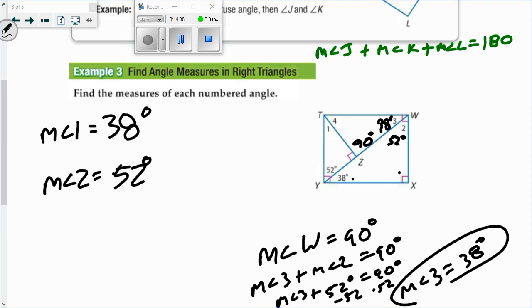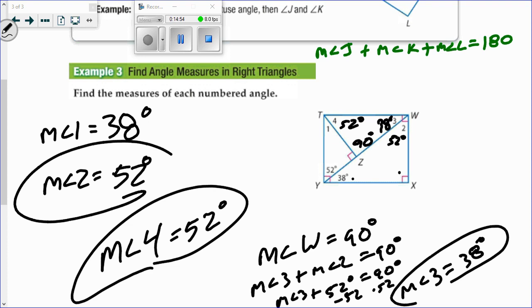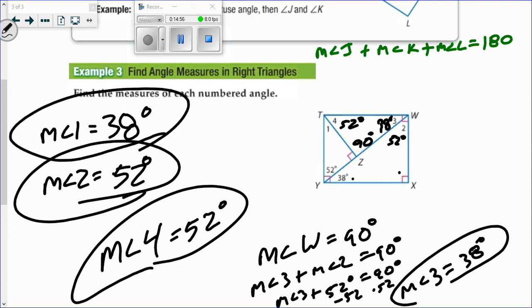That should almost be a dead giveaway now, that the measure of angle 4 would be 52 degrees. Of course, you can do some addition and subtraction there to find that. So we've got all 4 measured angles. Yeah, that wasn't too bad.